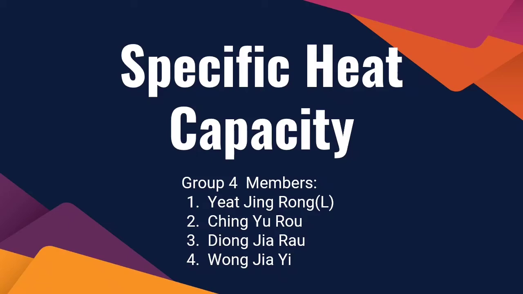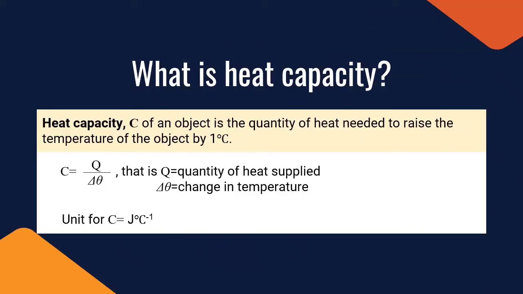Today we will talk about specific heat capacity. What is heat capacity? Heat capacity C of an object is the quantity of heat needed to raise the temperature of the object by 1 degree Celsius. C is equal to quantity of heat supplied over change in temperature. The unit for C is joule degree Celsius power negative 1.